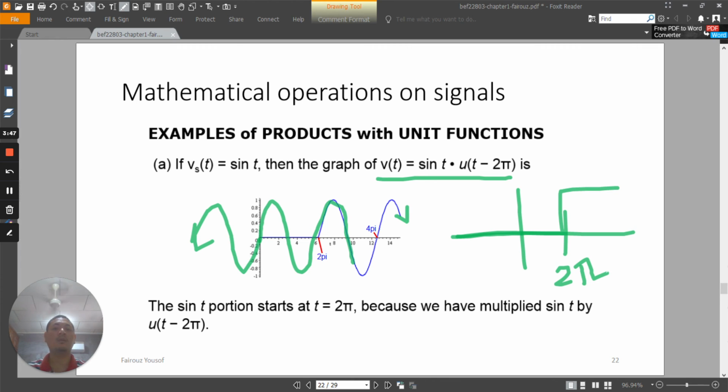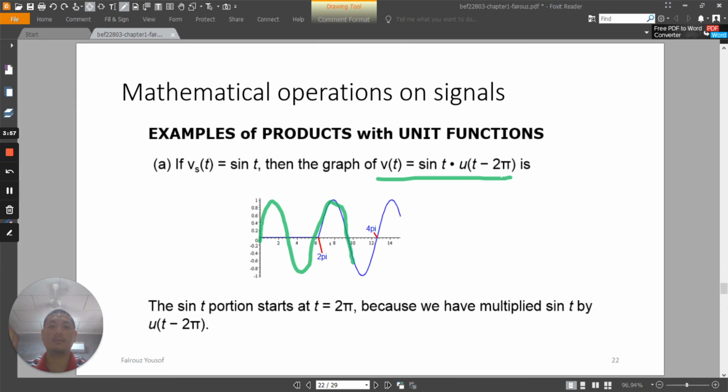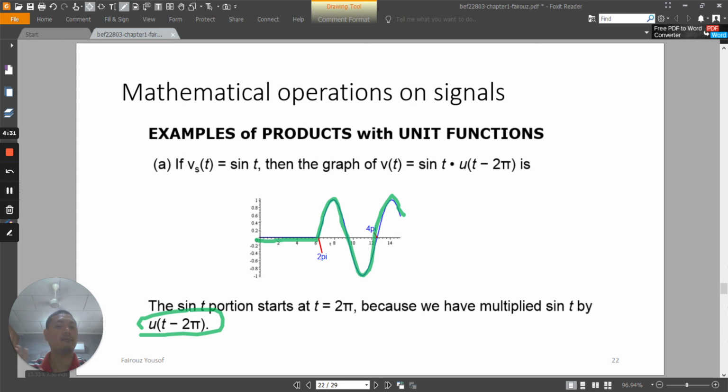When you combine these two, sin t multiplied with u(t minus 2 pi), the final waveform is: before 2 pi it is 0, after 2 pi it is whatever function it is multiplied with, that is the sine. Simple as that. The sin t portion starts at t equals 2 pi because we have multiplied sin t by this. Before 2 pi it is 0, after 2 pi it is whatever waveform it is multiplied with.